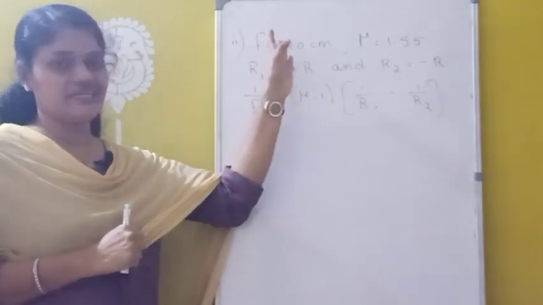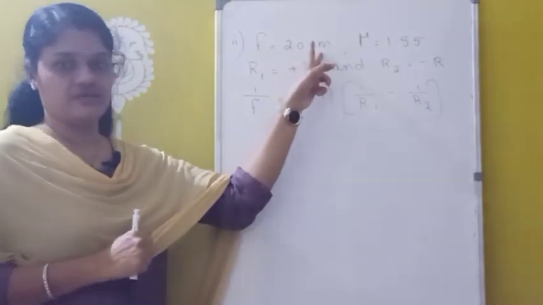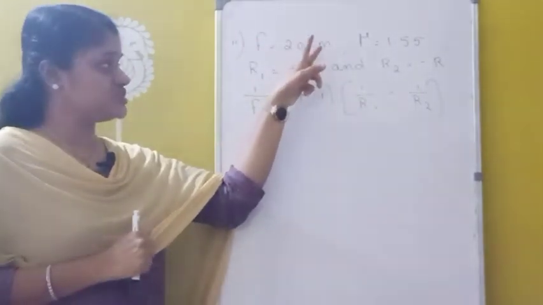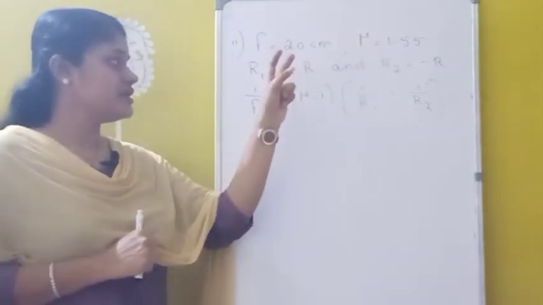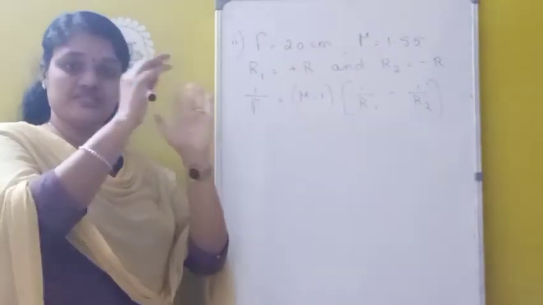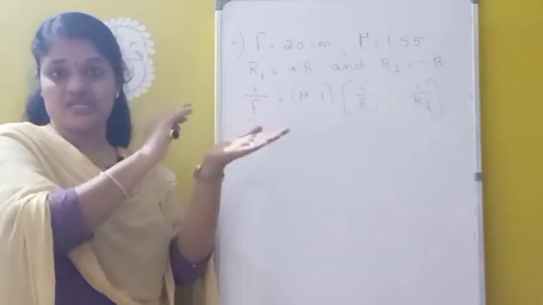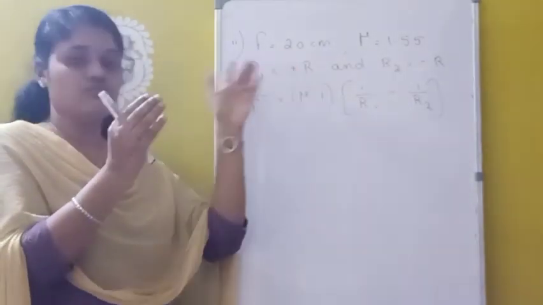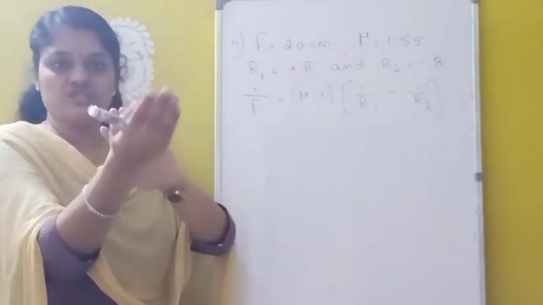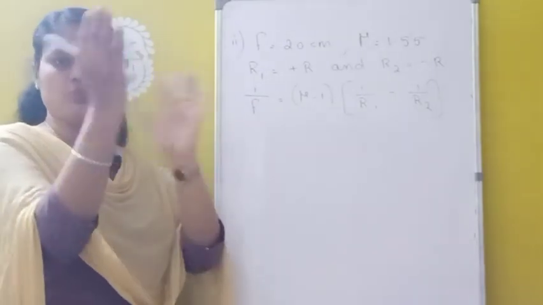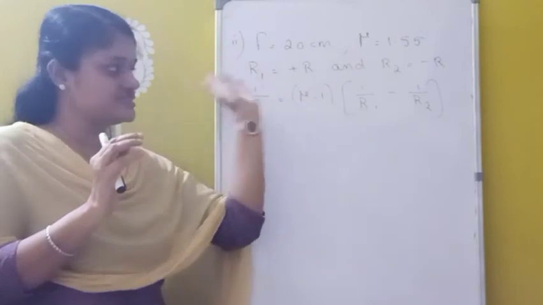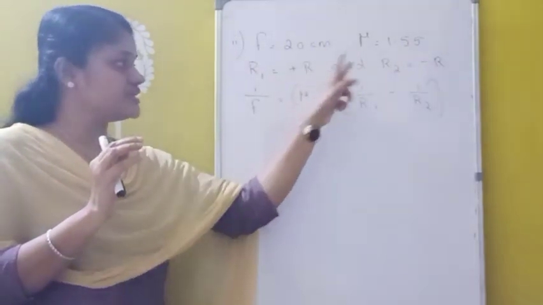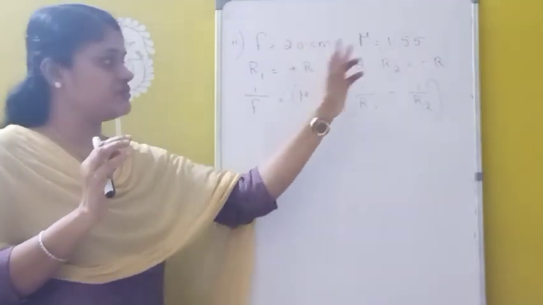So for that, what data is given here? Focal length is given. In the case of a double convex lens, the focal length is 20 centimeter. Mu, the refractive index, is given as 1.55. And the radius of curvature: it has two radii of curvature, and it is given that both are the same. One may be positive and the other negative because they are on opposite sides. So the first one I am taking as plus R and the left-hand side as minus R, but the quantity remains the same. R is the same, and that we have to find out.